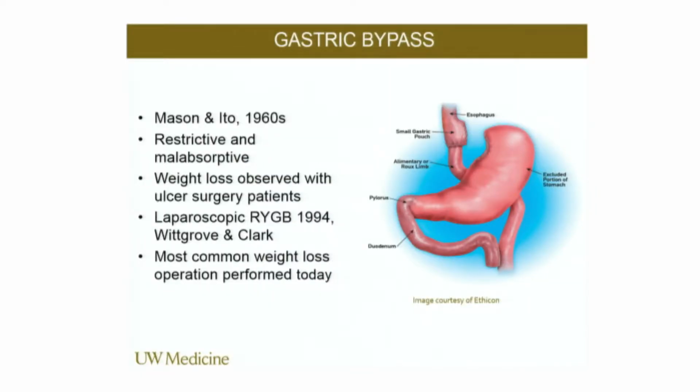We're going to spend a little bit of time talking specifically about those three operations. The first one we're going to discuss is the gastric bypass. This is really the gold standard, first described in the 1960s, and both malabsorptive and restrictive. Really the background of the Roux-en-Y is with ulcer surgery.